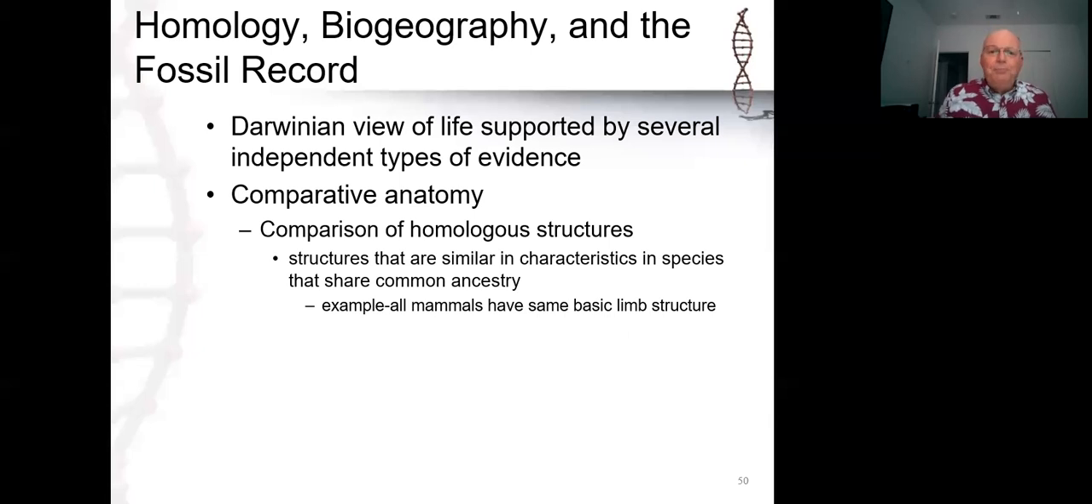One of the pieces of evidence for evolution that Darwin would have been familiar with is the notion of comparative anatomy and the idea of homologous structures. So there are two ideas that you're going to have to become familiar with that we'll come back and address in a little bit more detail in another chapter again. The two ideas are homology.